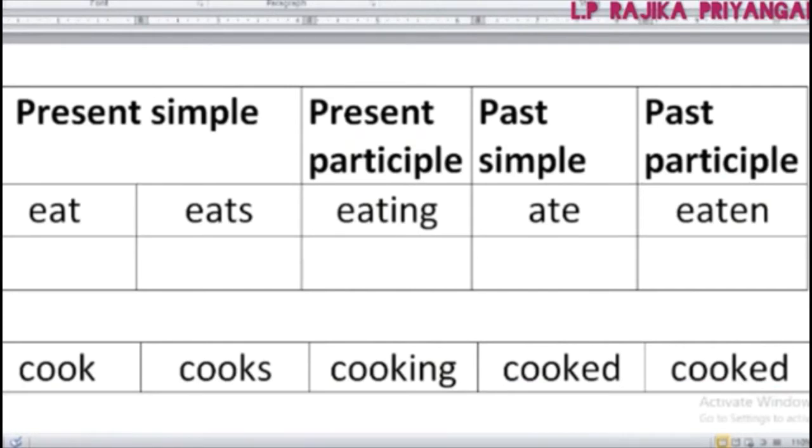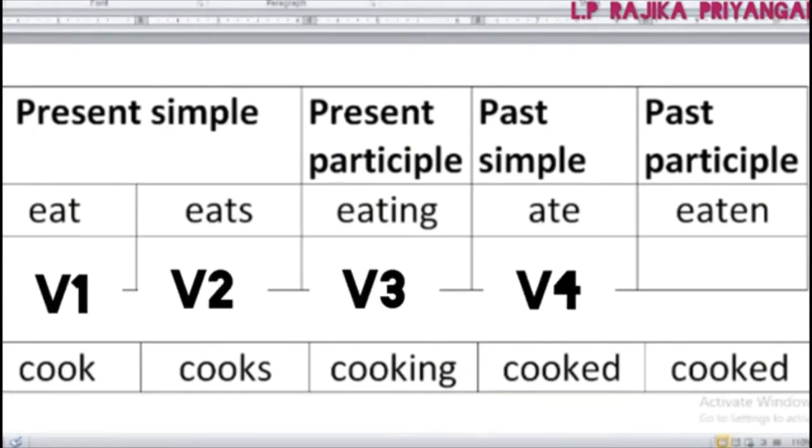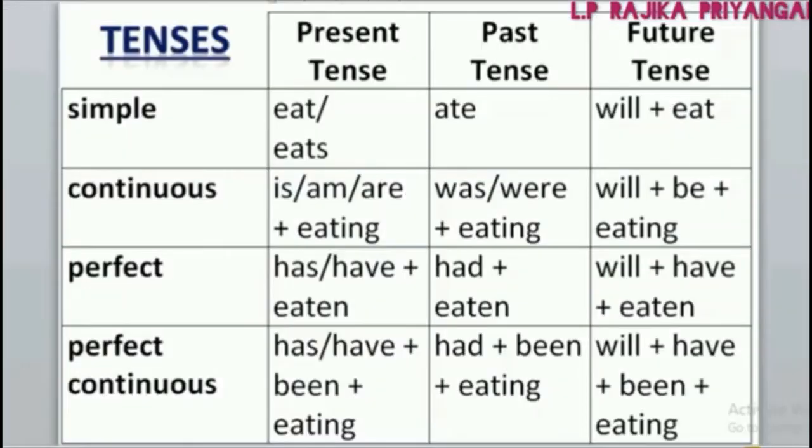Now I am going to number the 5 verbs eat, eats, eating, ate, eaten. V1, V2, V3, V4 and V5. To understand the tense, we have to look at the verbs. Verbs tell us about tenses. So taking the verb eat, I have filled this grid.